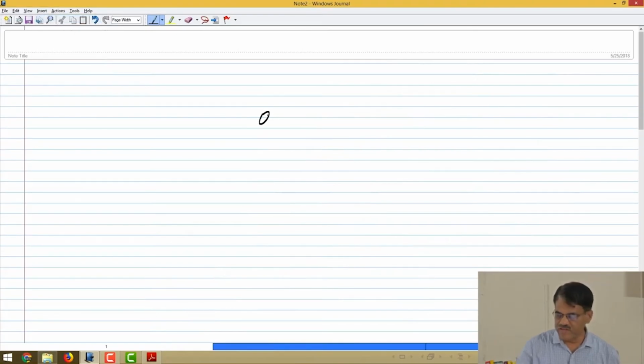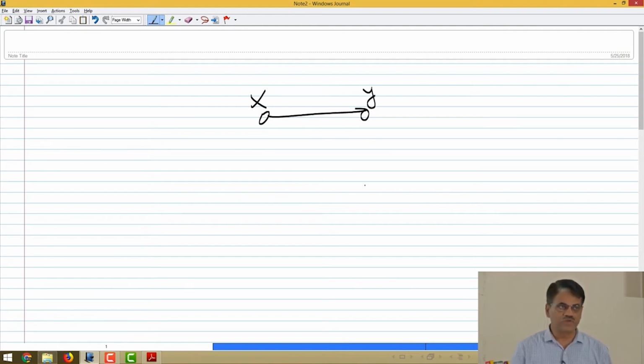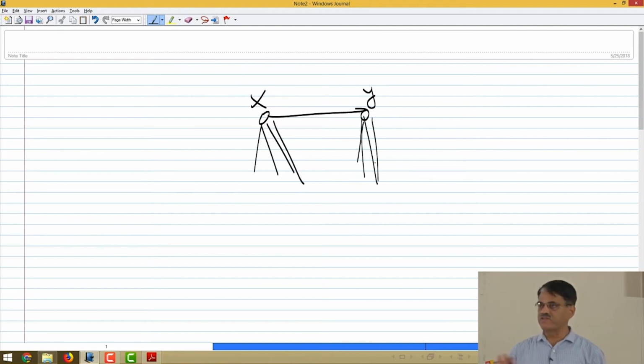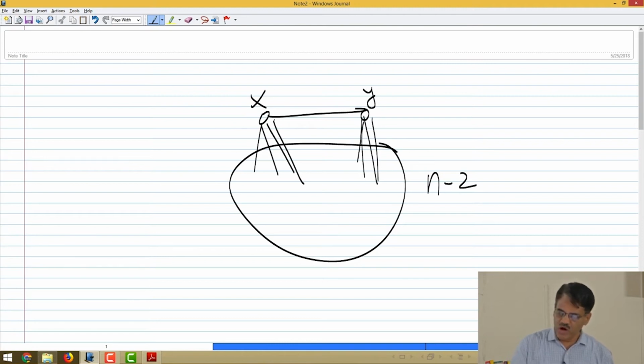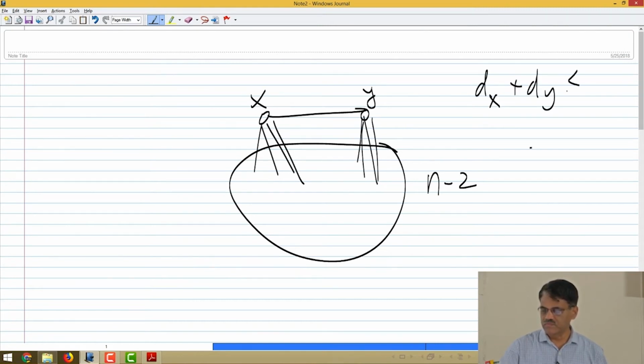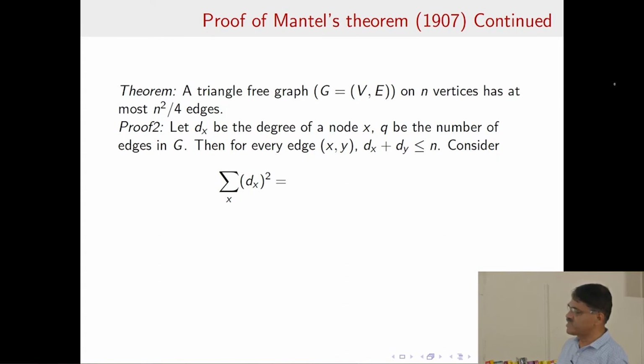So what am I saying? If you have an edge xy, I want to count what is the maximum degree possible for dx plus dy. Well, dx may be adjacent to something, dy may be adjacent to something, but they don't have common neighbors because xy is an edge and we don't have triangles. So this number is the maximum number of edges they can be adjacent to. So their degree dx plus dy is n minus 2 plus 1, so it's at most n. Okay. So now let's look at this quantity summation dx whole square.